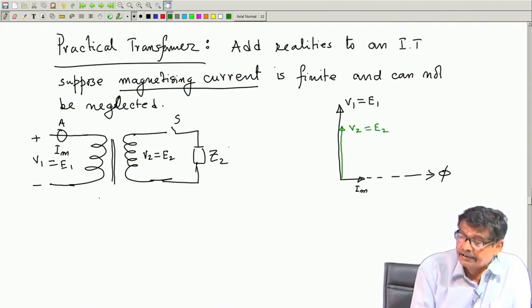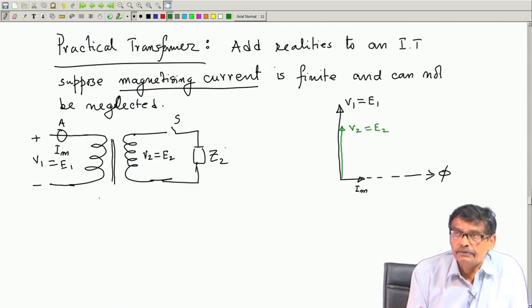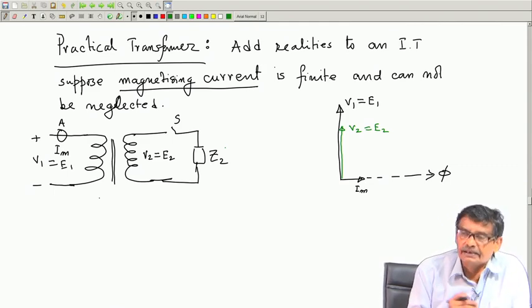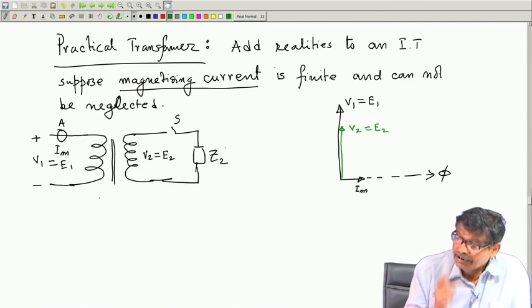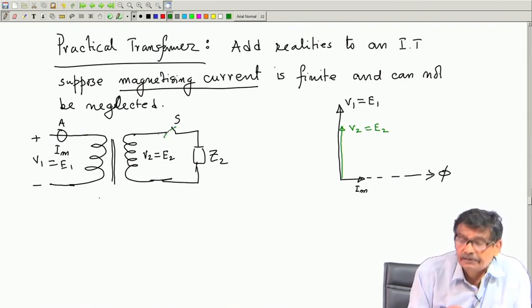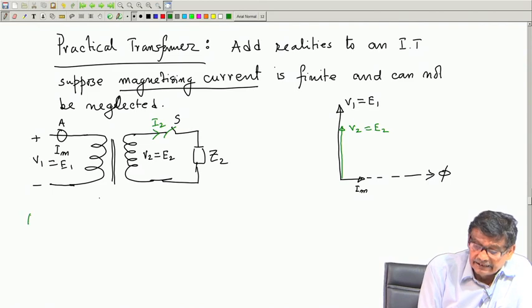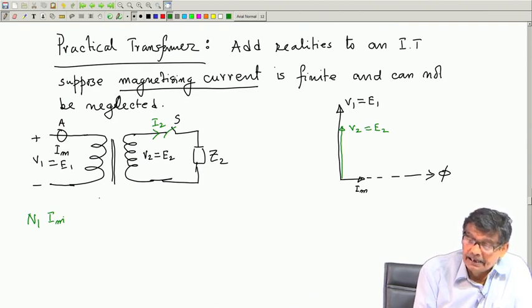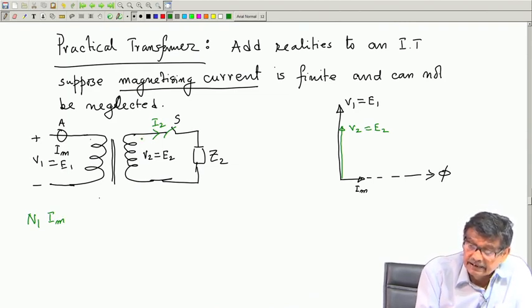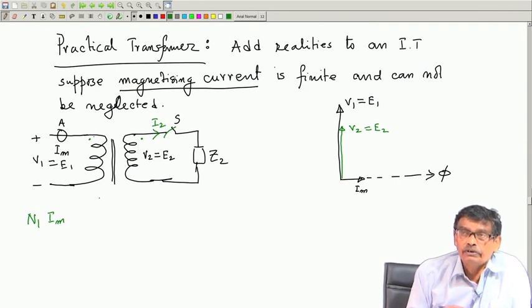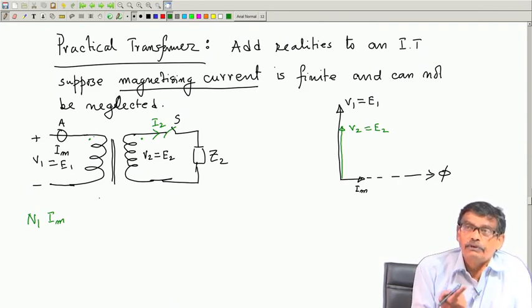What is the secondary current? With S open, nothing, I 2. What is the reflected current? Nothing. But the moment you close it, there will be a secondary current I 2. What was the MMF acting in the circuit before S was closed? It was N 1 I m. What will be the MMF acting when S is closed? Net MMF once again has to be N 1 I m, because the flux remains the same.